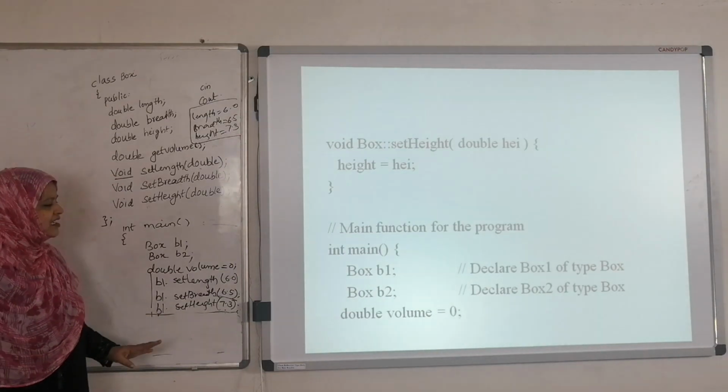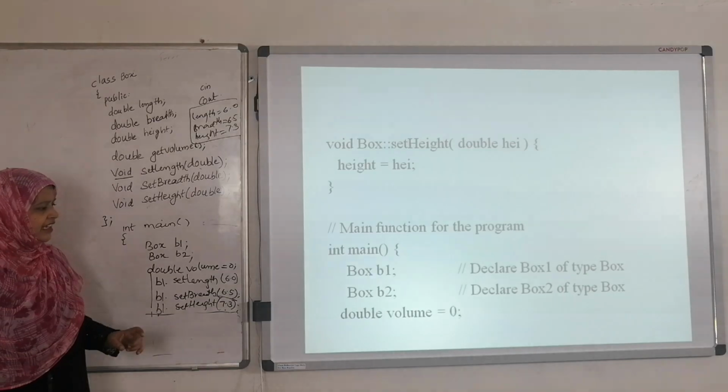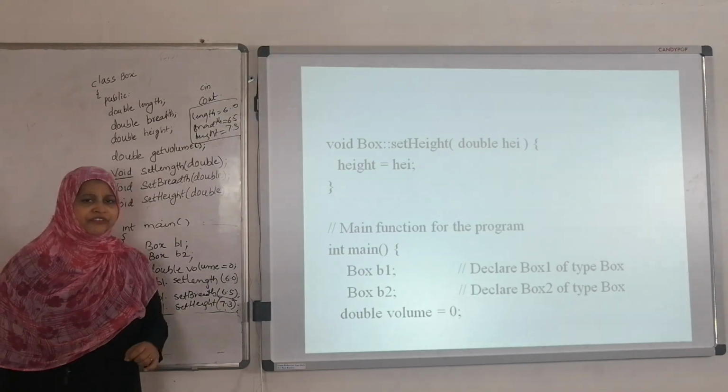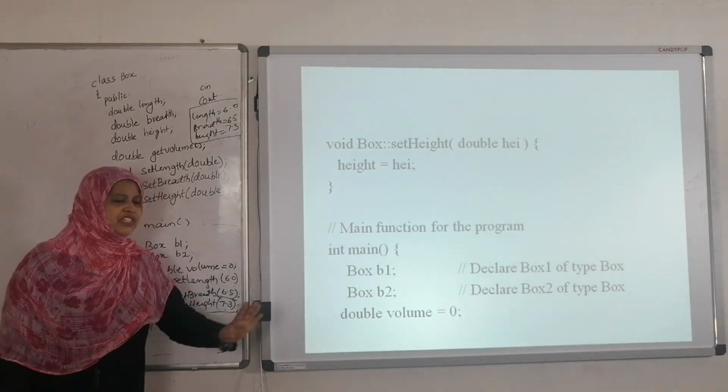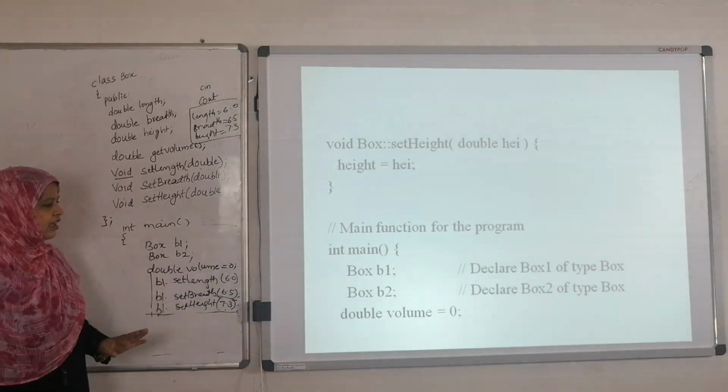Right? Next, what is our next process? Next we are going to find the volume of a box, that is the double volume. Initially the volume of a box is 0.